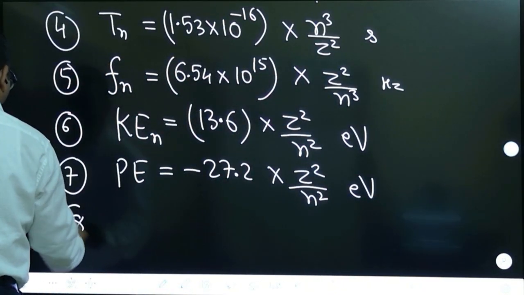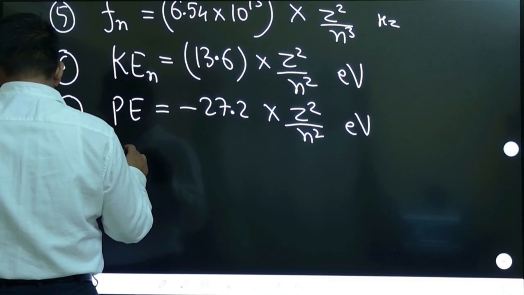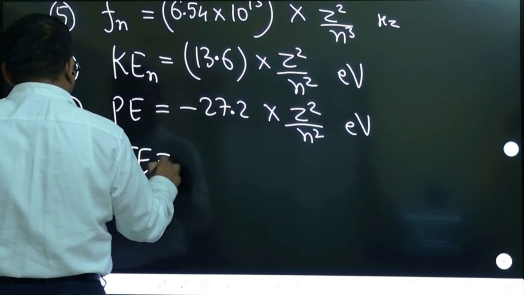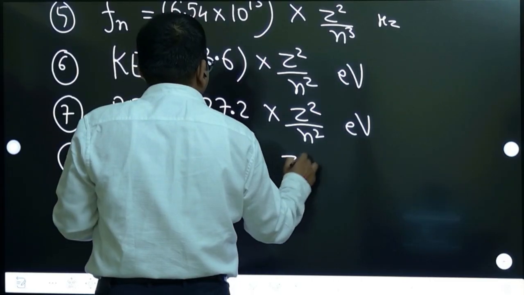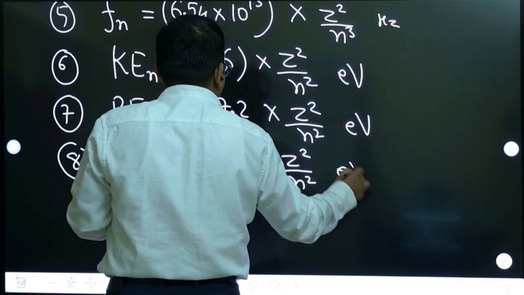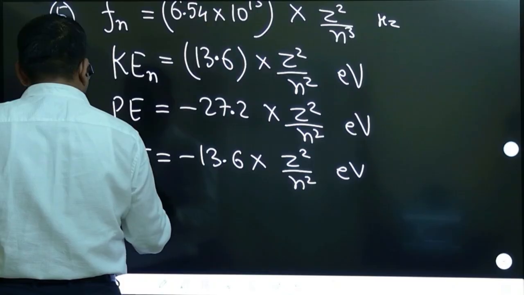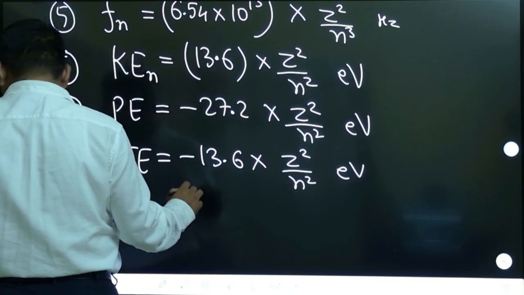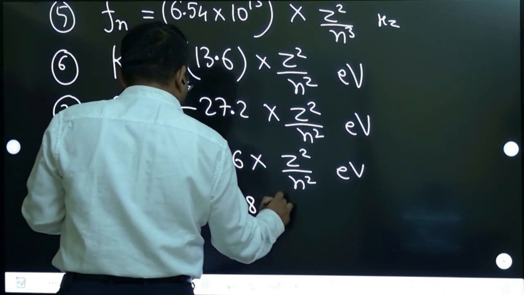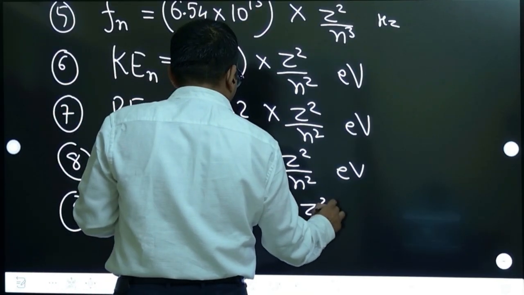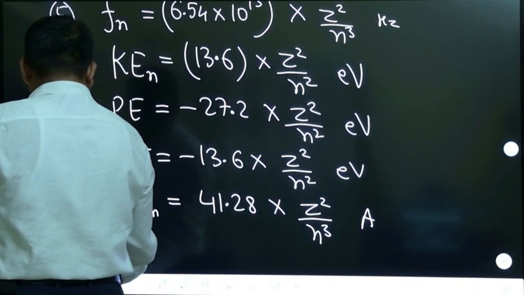Next, all these are quantization formulas. What about total energy, which is what we are using in most of the calculations, right? Minus 13.6 Z square by n square electron volt. Next, current I. Current of the nth orbit is 41.28 into Z square by n cube. Current is in ampere.